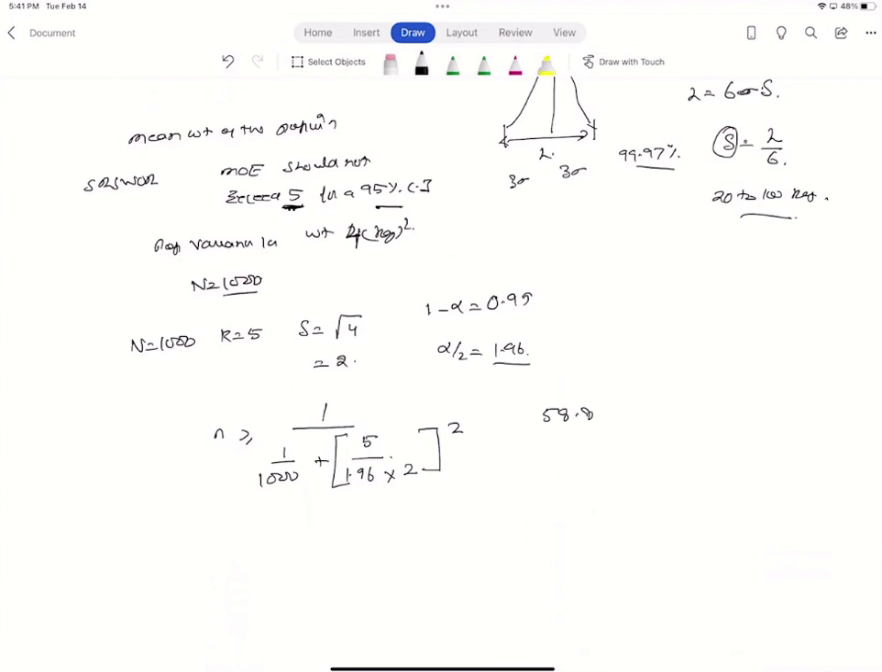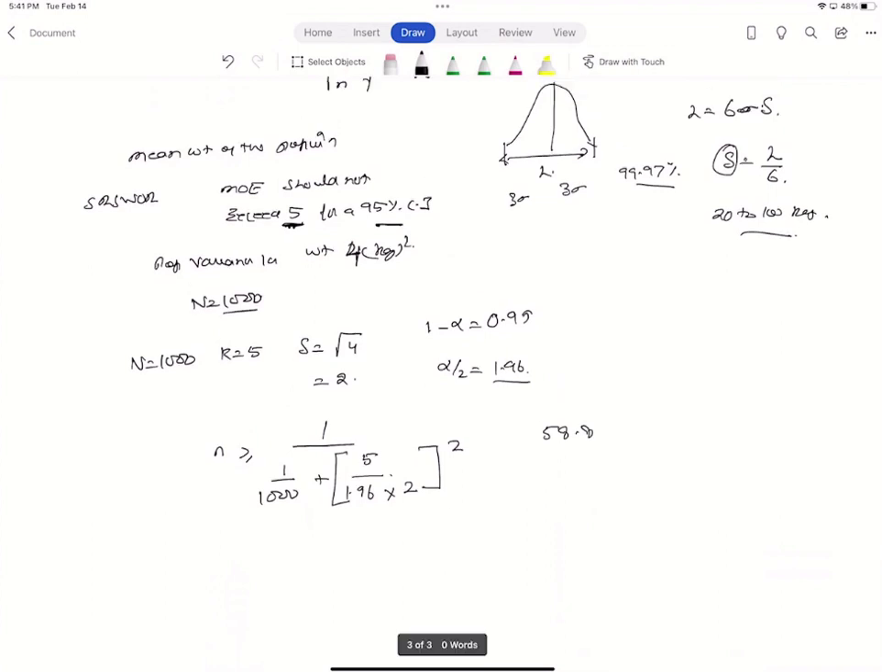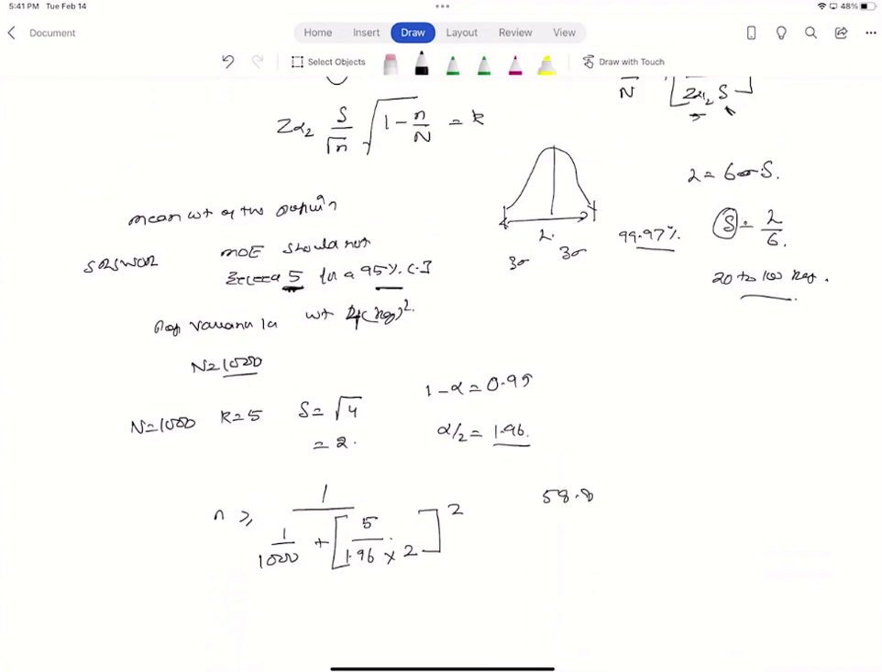Actually, we're not going to use that. We will say that the margin of error is very high for 5 with a standard deviation of 2. We're going to say margin of error is 0.5. So if we do 0.5, then you will get somewhere around 59. So you need a sample size of 59.